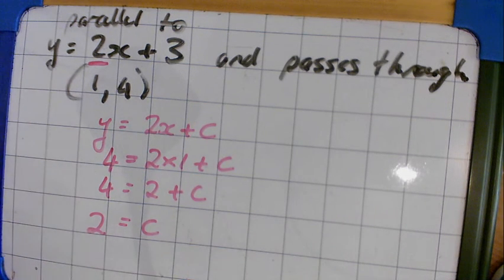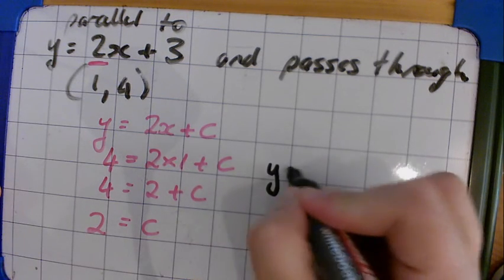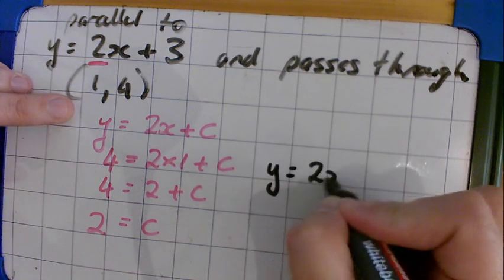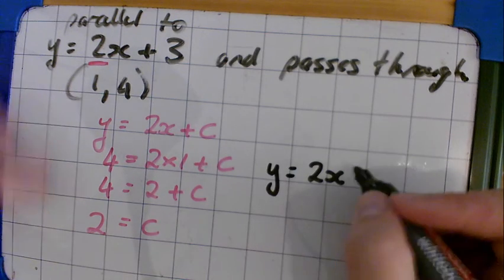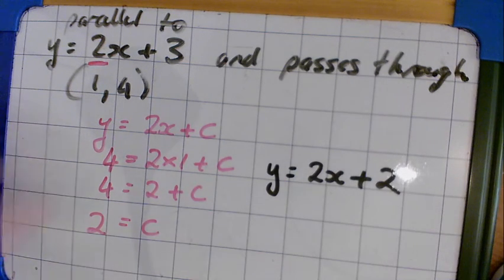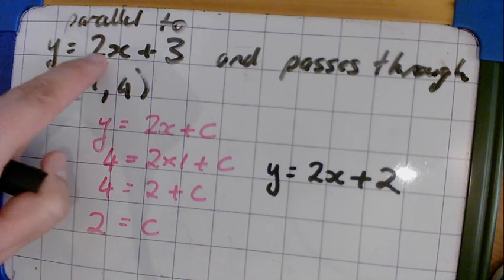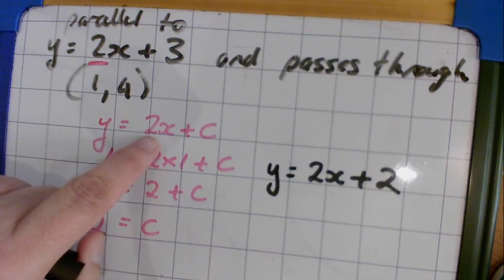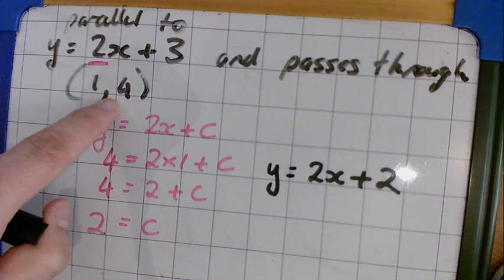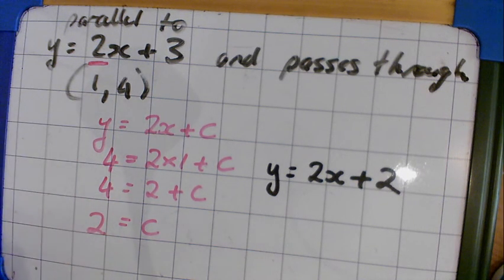So what was the equation of this line? Well, it's y equals, gradient we said was 2, so it's 2x, plus my intercept, which is 2. And the equation of the line parallel to y equals 2x plus 3, passing through 1, 4, is y equals 2x plus 2. So we identified the gradient, popped it in, substituted the point in. And that's what you need to know about parallel lines.